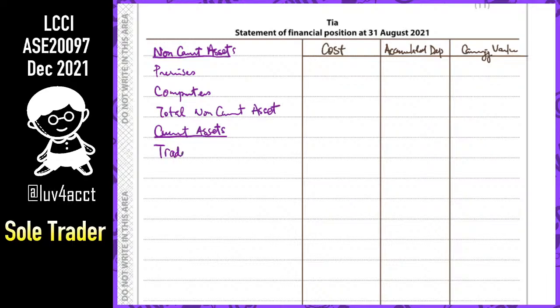You can have trade receivables or trade and other receivables, so I would do something like this. Other receivables, because you have prepayment, and then you have bank. I hope we don't have bank overdraft. Let me write it first, and then you have total asset.